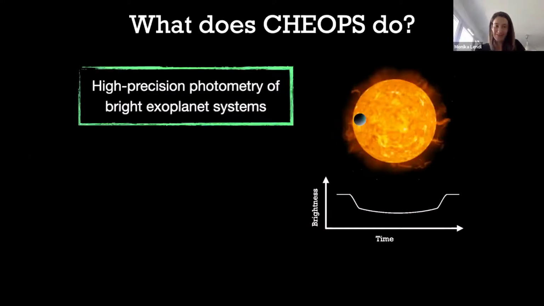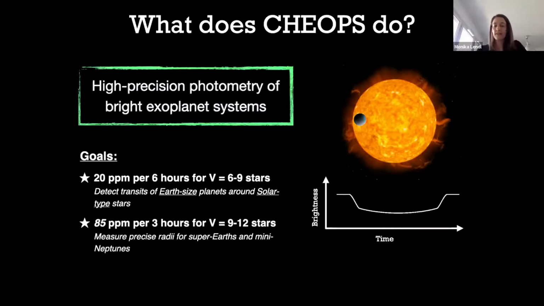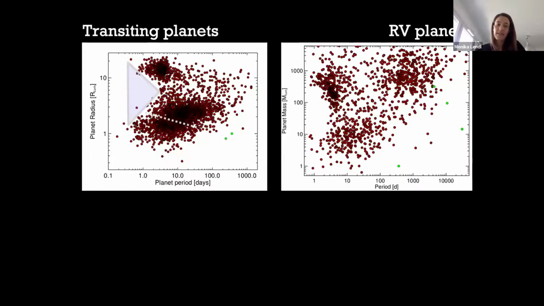So what do we mean when we say ultra-high precision photometry? The goals that were specified at the conception of CHEOPS, right? They were to reach 20 parts per million over 6 hours for bright stars, which in fact is what is needed to detect transits of Earth-sized planets around solar-type stars. And then going to a little bit fainter stars, of course, the precision is not quite as good, but here the goal was really to measure precise radii for super-Earths, for planets that are just at this transition between rocky and gaseous compositions.